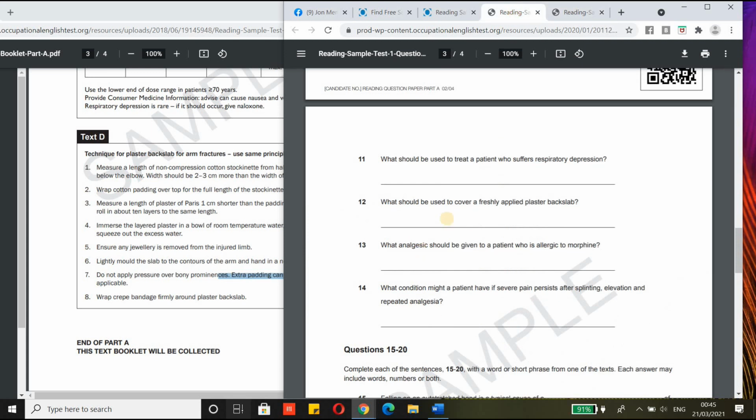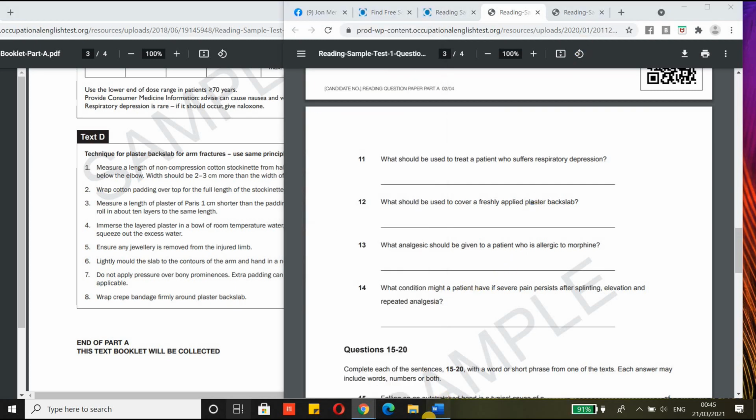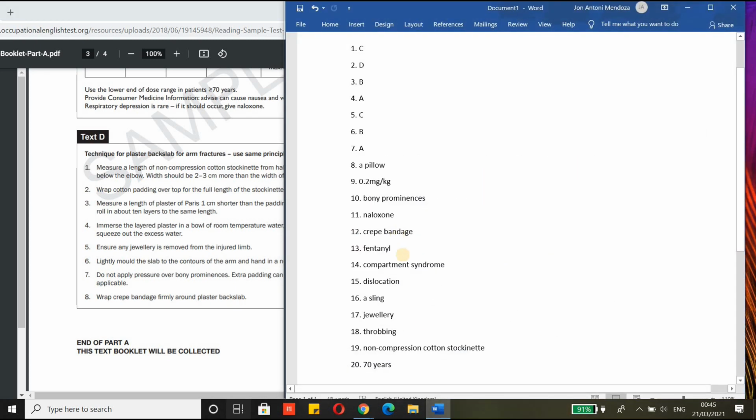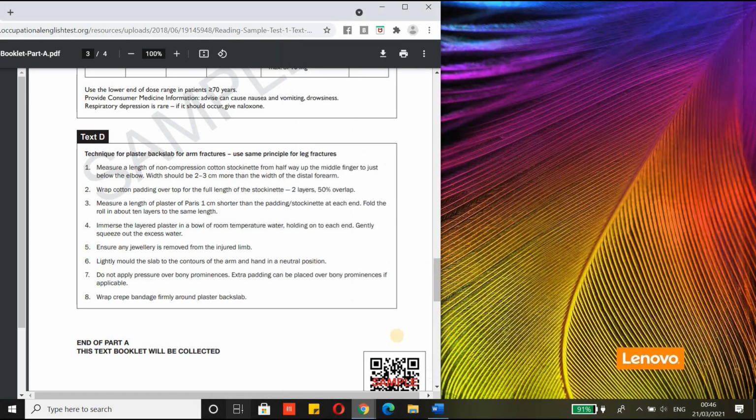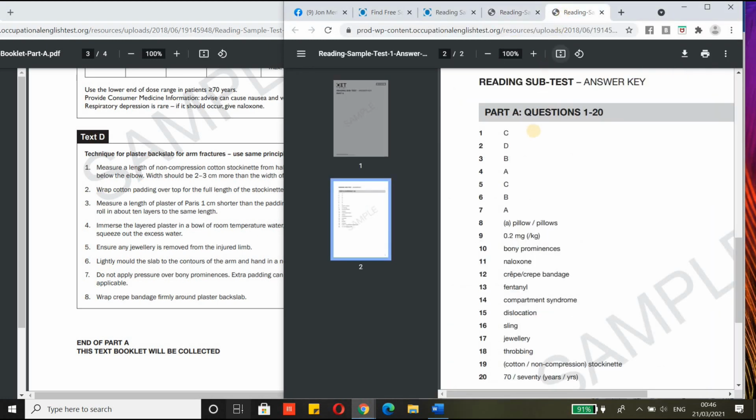Number 12. What should be used to cover a freshly applied plaster back slab? That's number 8 here. Wrap the bandage firmly around plaster back slab. So I did put that one. Crepe bandage. Number 12, the answer is crepe bandage, or just crepe.